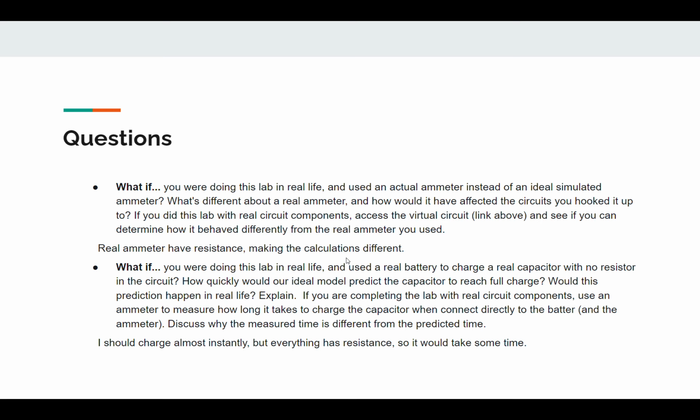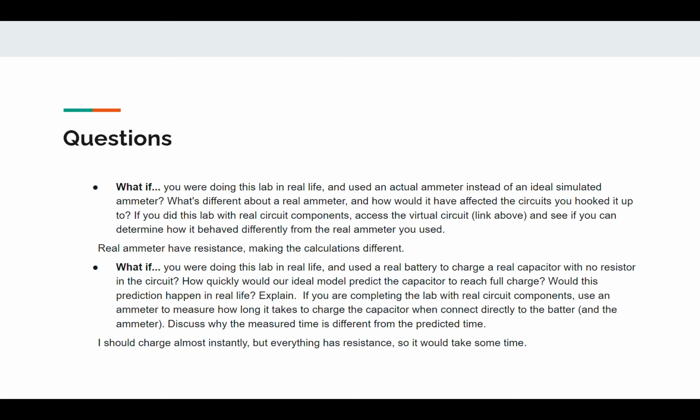On to our questions. So what if you're doing this lab in real life and use an actual ammeter instead of an ideal simulated ammeter? What's the difference about the real ammeter and how would it have affected the circuit if you hooked it up?